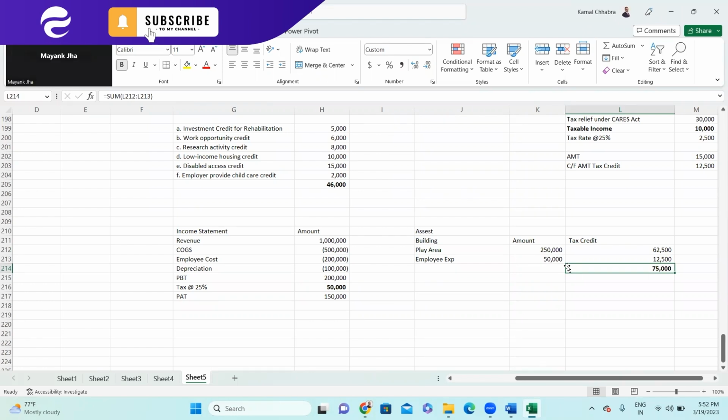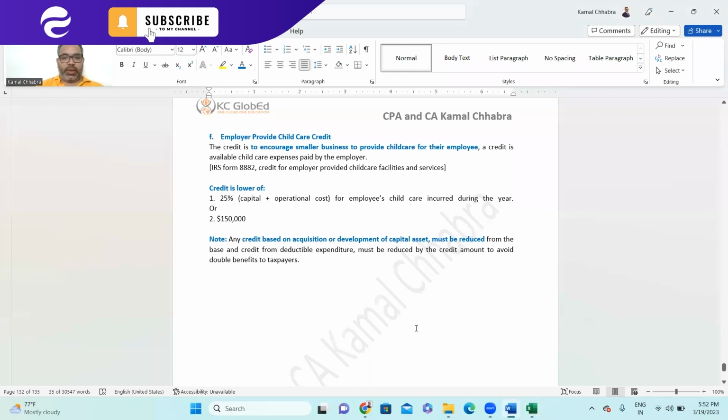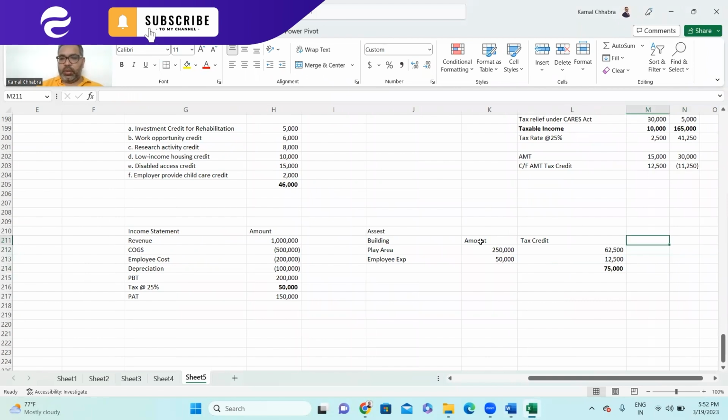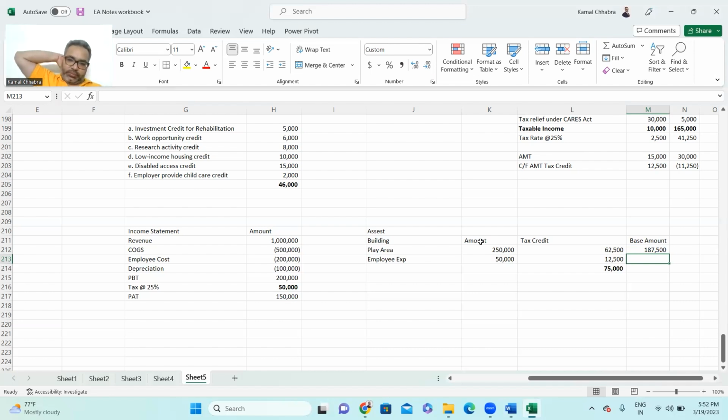So now what they are saying, any credit based on the acquisition or development of a capital asset must be reduced from the base. So for the depreciation purpose, you will be considering the base. You will be considering 250,000 minus 62,500. So this will be the base amount for the play area amount which you have capitalized. Right? Make sense?